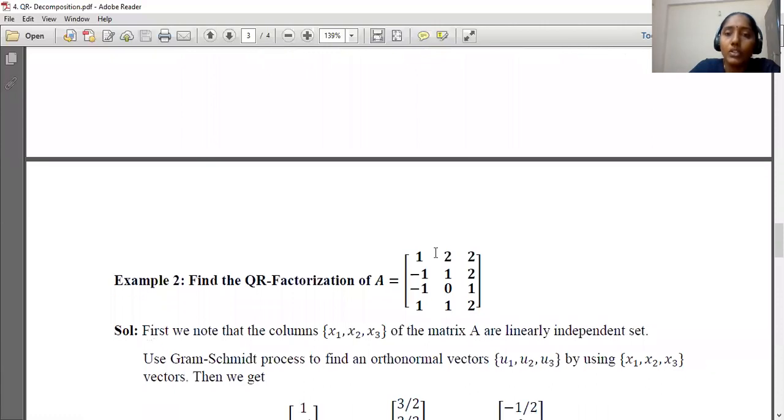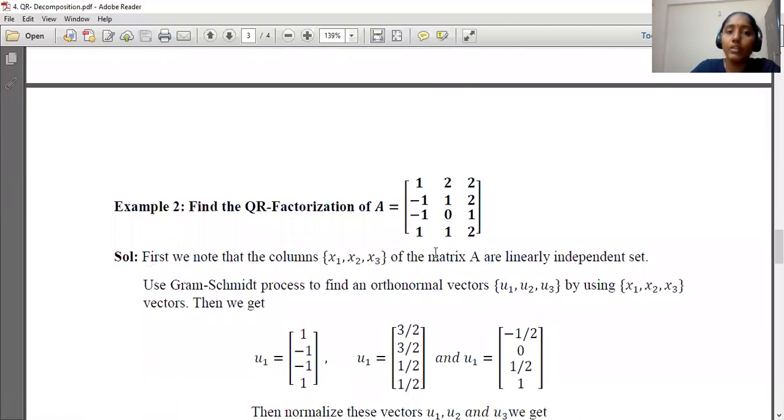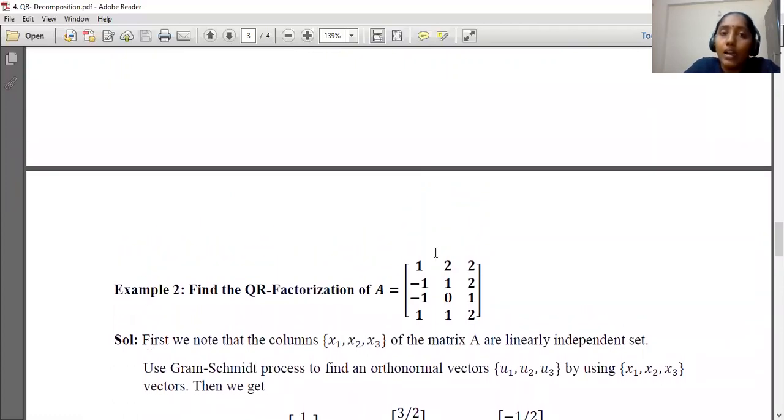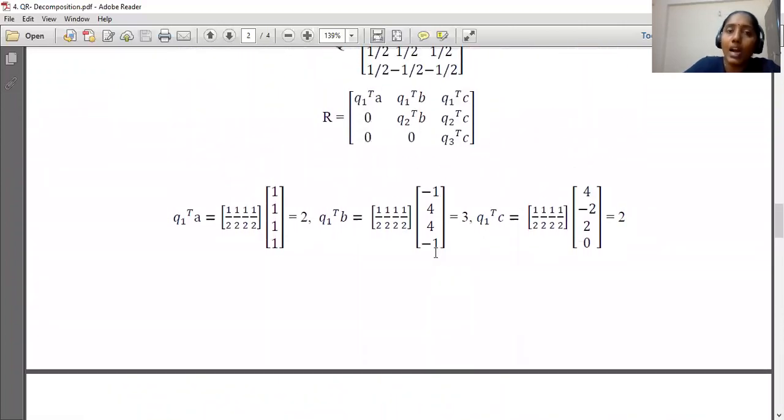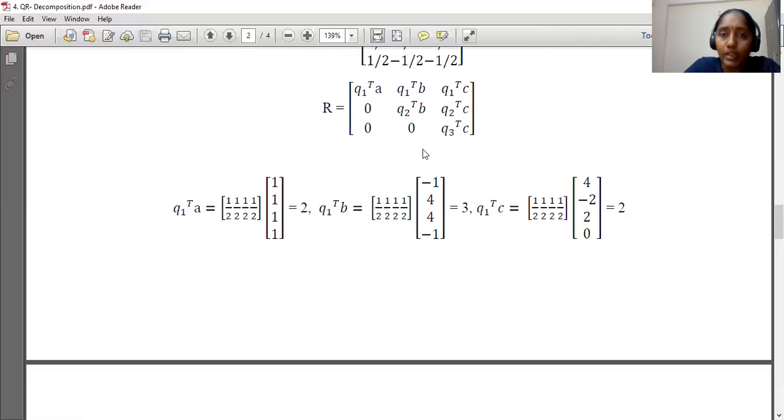So now coming to another problem. Here, for finding the upper triangular matrix, we are using one method, which is the product of matrices. R is Q1 transpose A, Q1 transpose B, Q1 transpose C, and Q2 transpose B, Q2 transpose C, and Q3 transpose C. Not only this way, we can also find it in another way, which I will explain with an example.